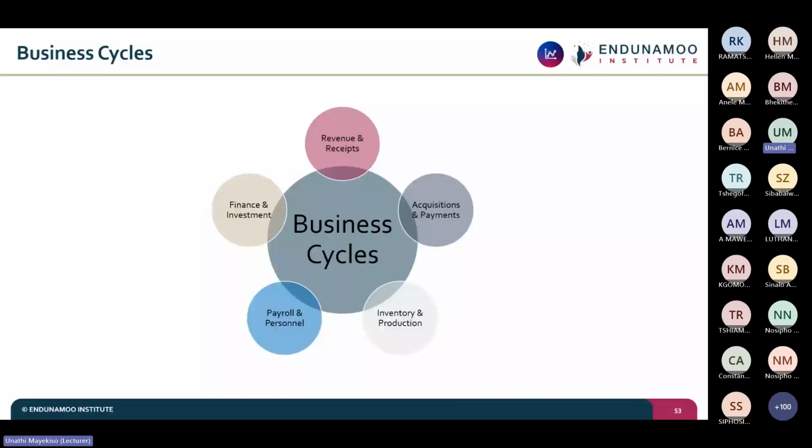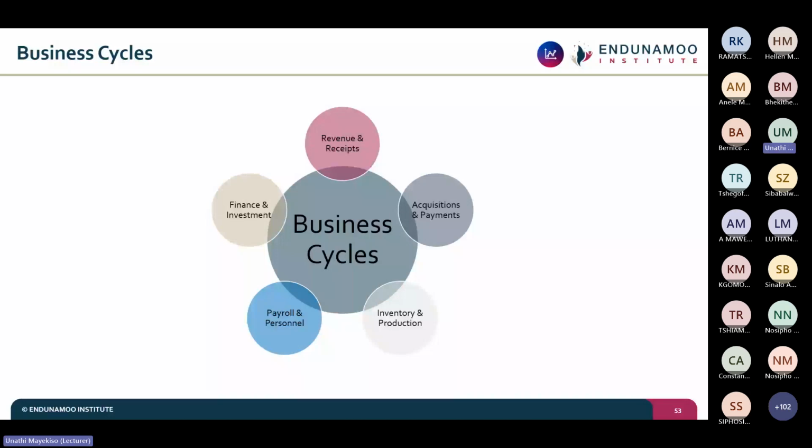So the cycles that we have are the revenue and receipts cycle, the finance and investment cycle, payroll and personnel cycle, inventory and production cycle, acquisitions and payments cycle. So there's a lot of detail that needs to be covered in business cycles. I'm not going to be able to go through all of the detail with you because it's a lot. But it is very important that the things we don't cover in tonight's session, you go into your auditing notes textbook and study your cycles in detail. You won't find the cycles anywhere else other than your auditing notes textbook. So if you don't have one, I would advise that you borrow or buy a textbook if you're able to. You're going to need the textbook to study your cycles.